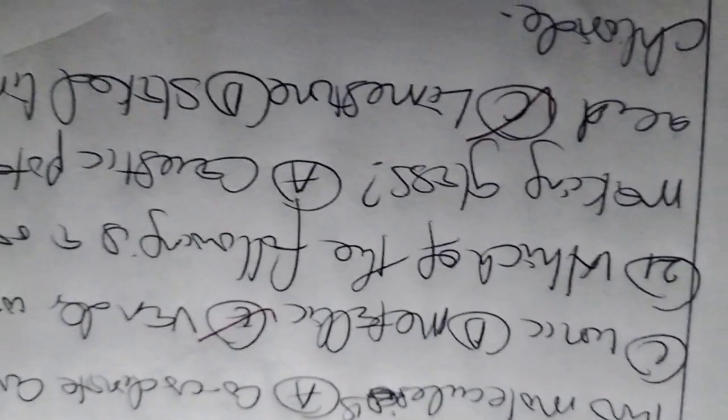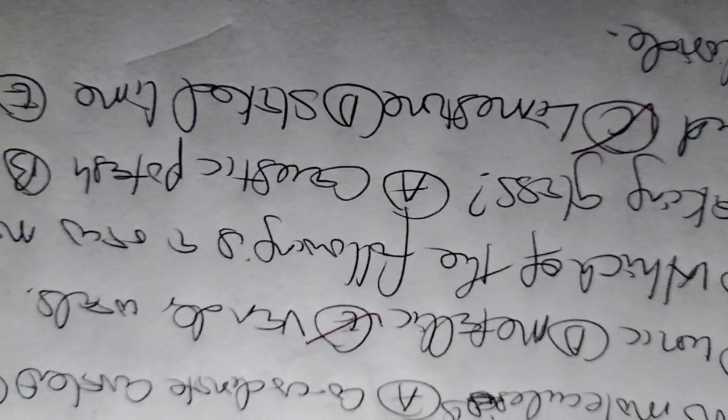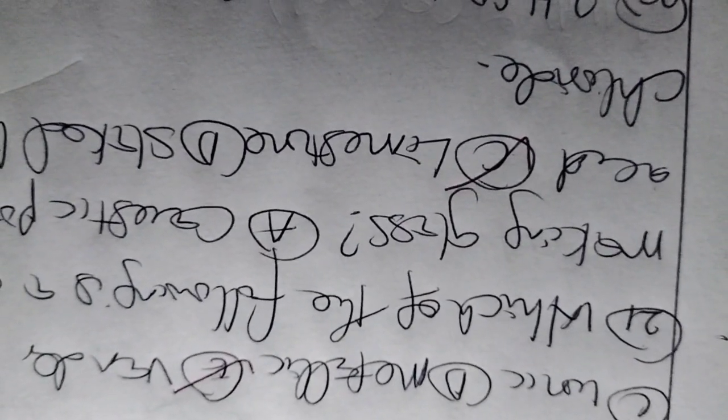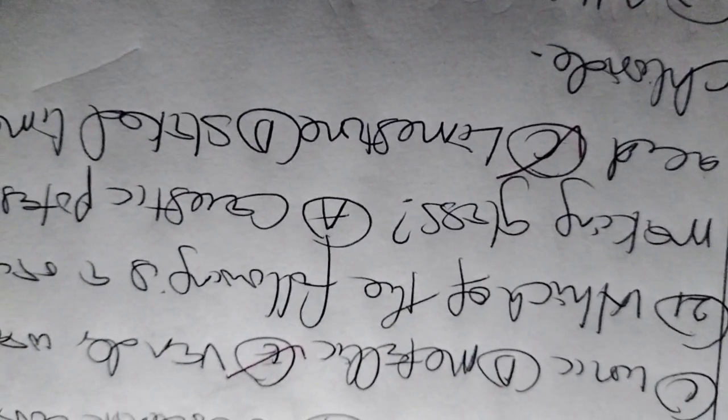21. Which of the following is a raw material for making glass? A, caustic potash, B, hydrochloric acid, C, limestone, D, slaked lime, and E, sodium chloride. 21, the answer is limestone. Limestone is for making glass. So 21 is C.